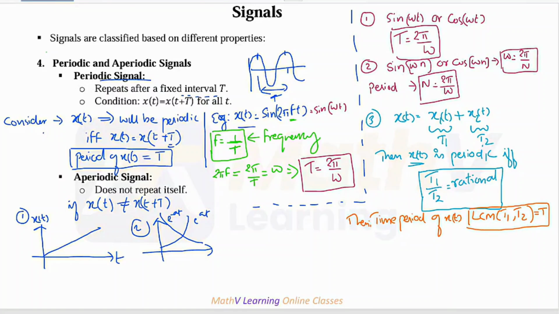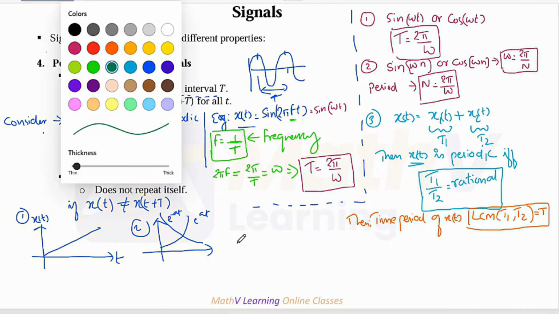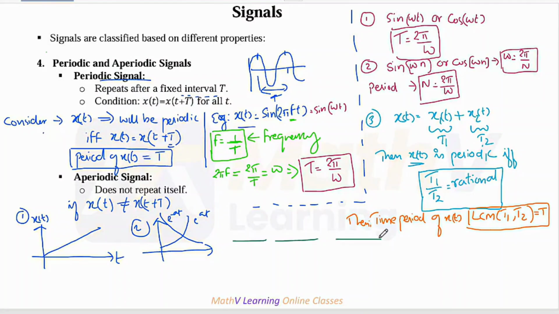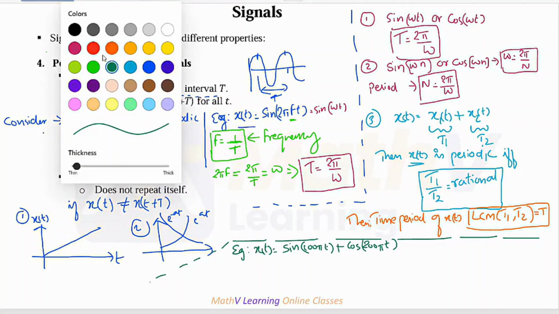Okay, we'll see one example. There is only a little space here, so we'll write somewhere here. Okay, so example, say x of t equal to sin 100 pi t, plus say cos 200 pi t. There are two signals, 100 pi t and 200 pi t. Okay, so how do we find the time period of this?